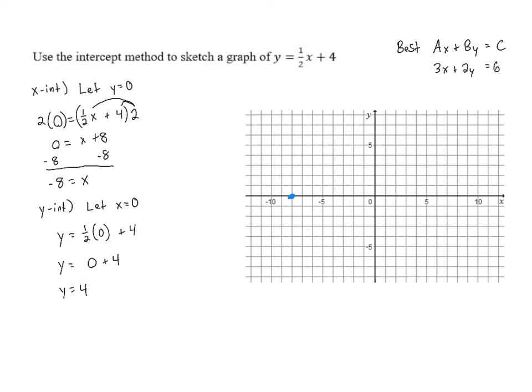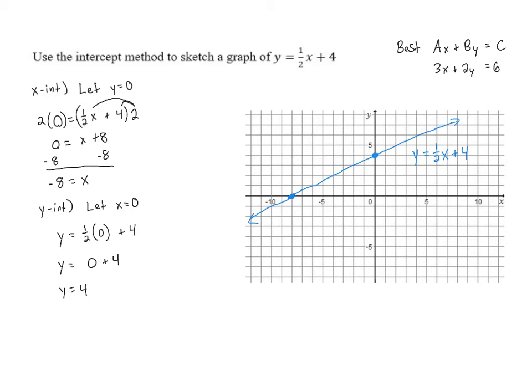So on the y-axis, I'm going to go up to 4 and put a point there. And then we're going to connect these 2 points with a straight line, as straight as I can make it at least. And we have our graph of y equals 1/2 x plus 4.